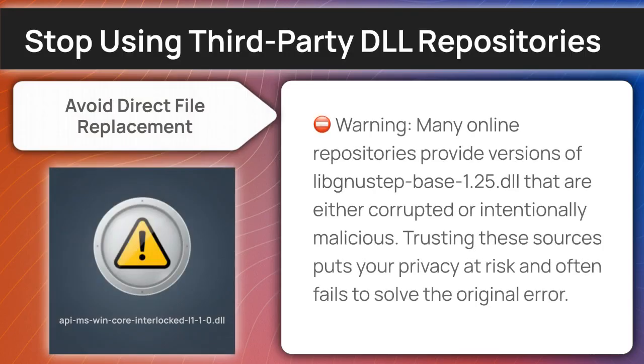From a systems engineering perspective, there is one major security pitfall I need to help you avoid. The version of Windows Core Interlocked API DLL found on most download sites is often compiled for different hardware, which can cause your CPU to work harder or crash.